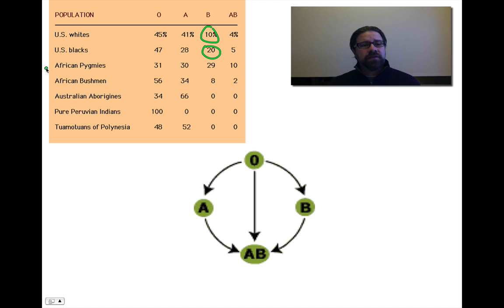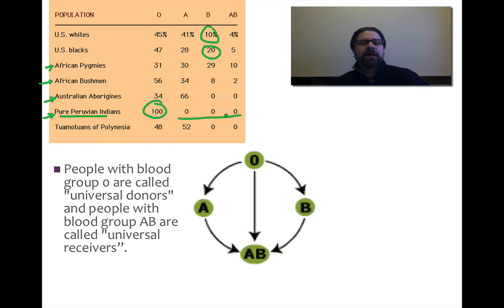Then we can take a look at other populations: African Pygmies, African Bushmen, Australian Aborigines, pure Peruvian Indians. All kinds of different numbers exist. A lot of these numbers depend on the geography of the area, or whether there are rules or not, as there can be interbreeding with other populations. Look at the pure Peruvian Indians. 100% are O-blooded, 0% A, B or AB. So they probably have very strict guidelines: there's to be no interbreeding with other populations.